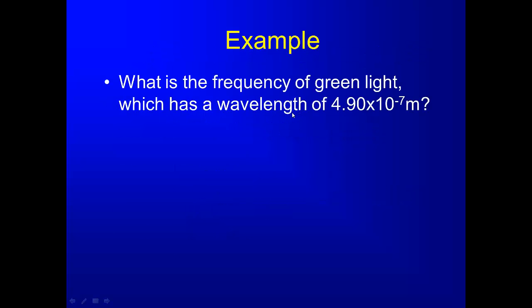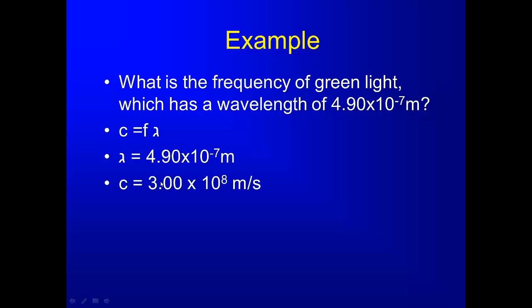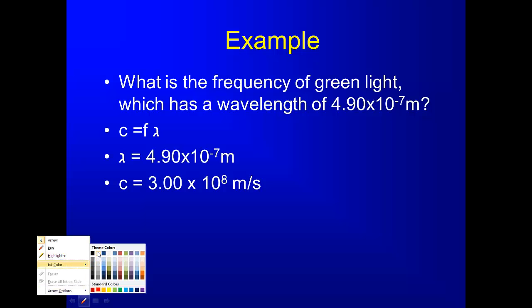Okay, so let's look at an example. Here's my problem we can work. What is the frequency of green light, which has this wavelength of 4.9 times 10 to the negative 7th meters? Yay, I was nice. There's meters. List out my formula. What do I know? Well, I know my lambda. I know my wavelength. What else do I know? Oh, yeah, frequency. It's the same. So now you're just going to plug it in and we can work it out.